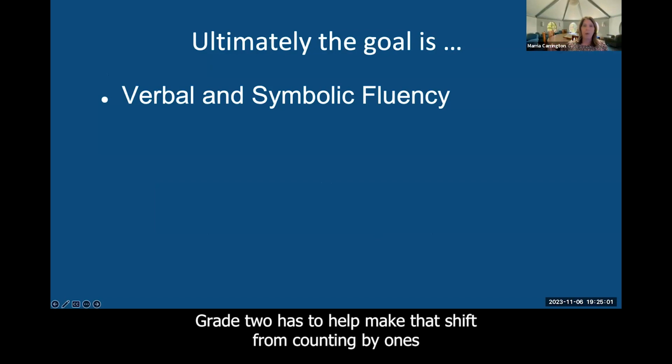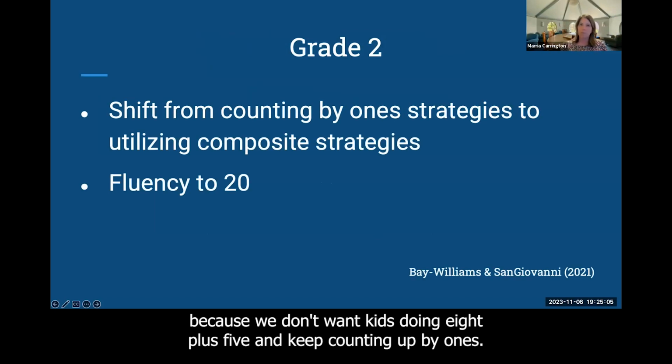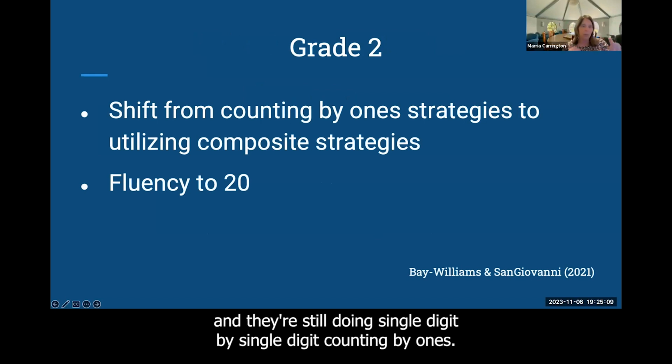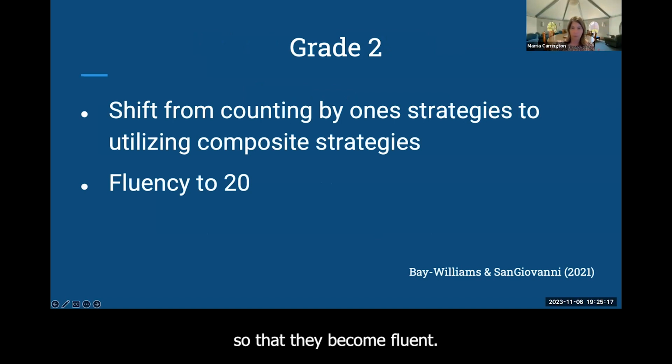Grade 2 has to help make that shift from counting by ones, because we don't want kids doing 8 plus 5 and keep counting up by ones. They get really fast counters. Then they go to the algorithms and they're still doing single digit by single digit counting by ones. We need to help them move beyond counting by ones in grade 2 so that they become fluent.